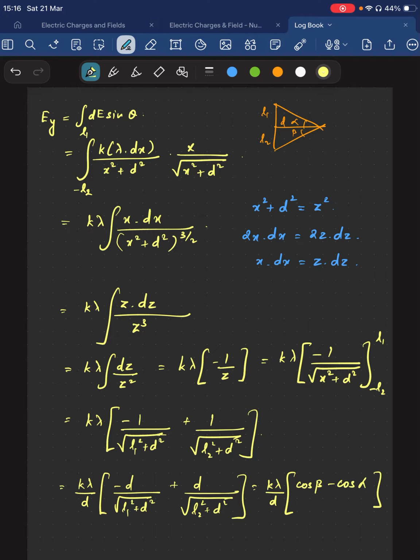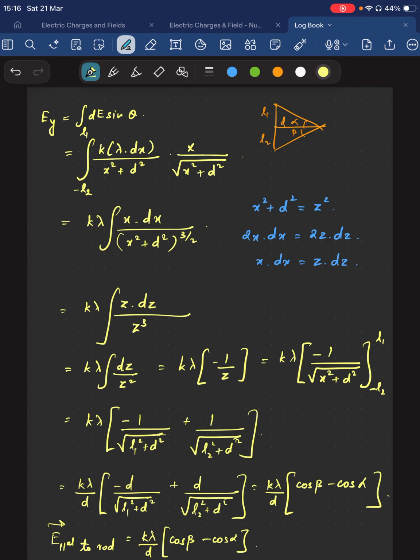And even though I mentioned this as the y component of the electric field, it's better to remember this as the electric field component parallel to the rod, because again your orientation can change. So the electric field component parallel to the rod is equal to k lambda by d of cos beta minus cos alpha, right?